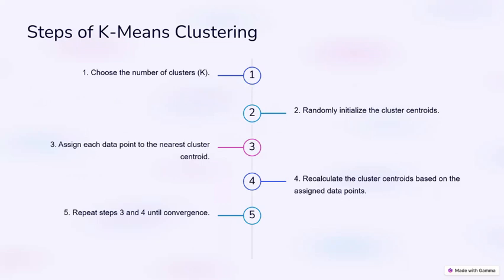Steps of the K-means clustering algorithm. Choose a number of clusters K. The second step is to randomly initialize the cluster centroids. Third step, assign each data point to the nearest cluster centroid. Fourth step, recalculate the cluster centroids based on the assigned data points. Fifth step, repeat steps 3 and 4 until convergence.